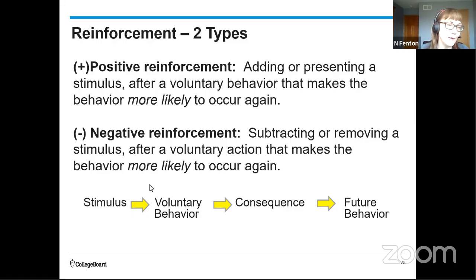So it could be your parents tell you to clean your room, you do the voluntary behavior, clean your room, and they say, well, as a consequence, you don't have to do the dishes. So in the future, when you're asked to clean your room, you do so.